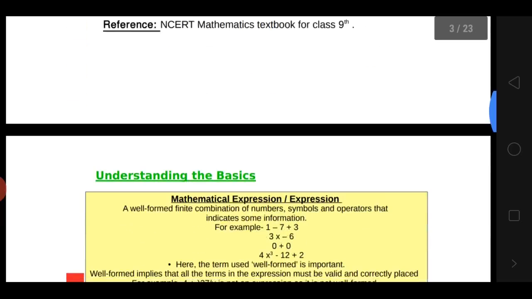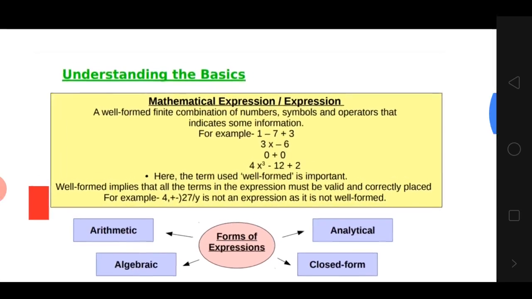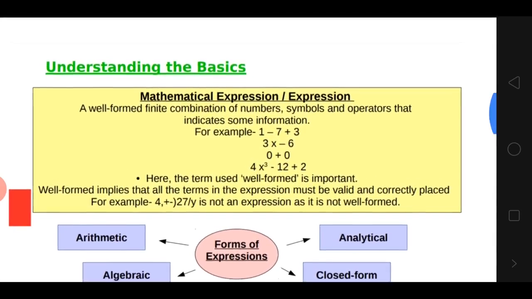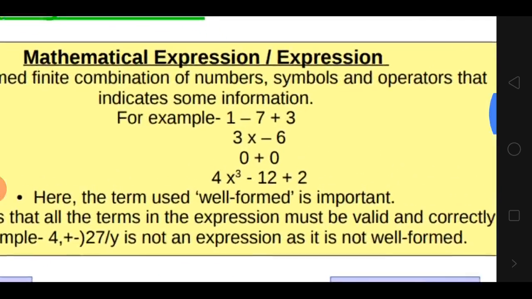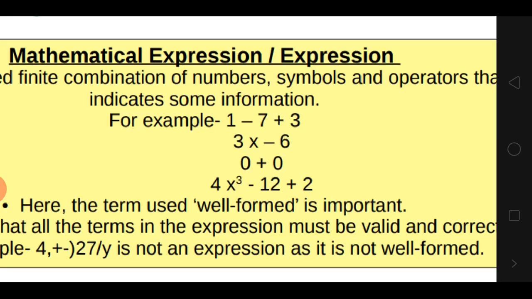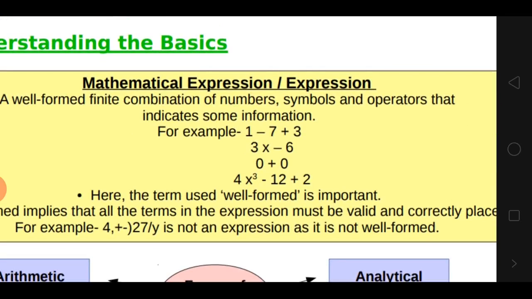So first you see the basics of mathematical expression that you should know. A well-formed finite combination of numbers, symbols and operators that indicates some information is called a mathematical expression. For example, 1 minus 7 plus 3, or 3x minus 6, or 0 plus 0, or 4x cube minus 12 plus 2.